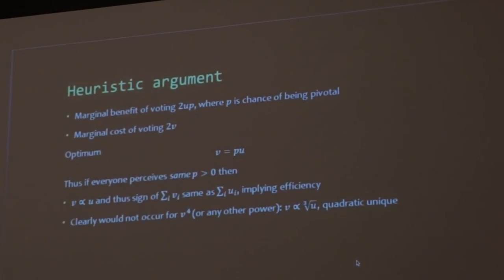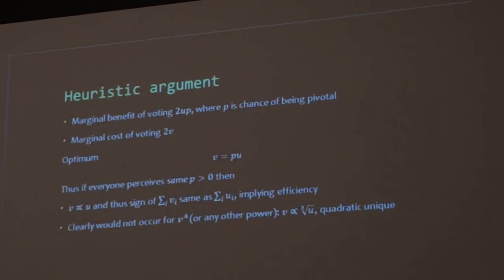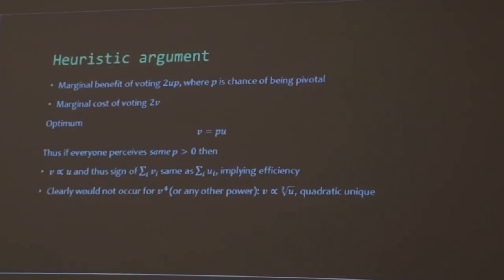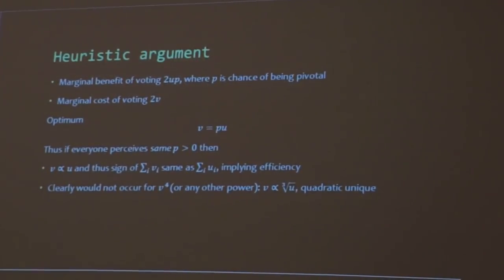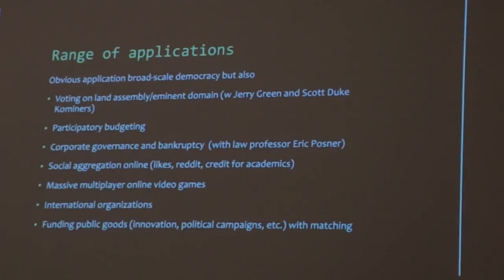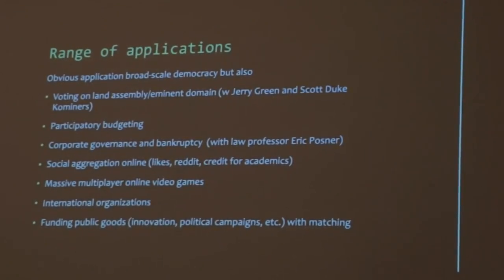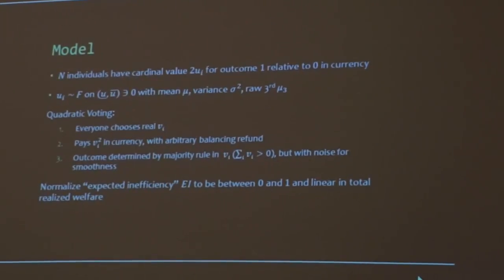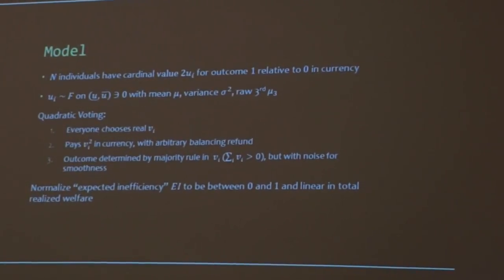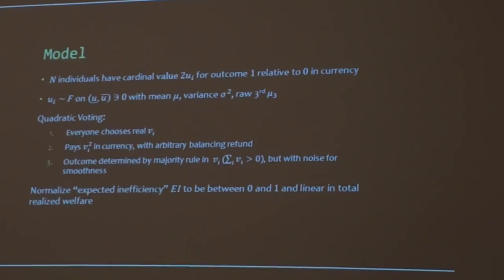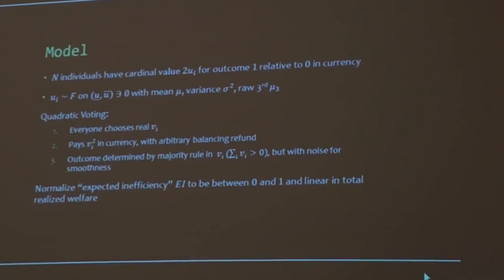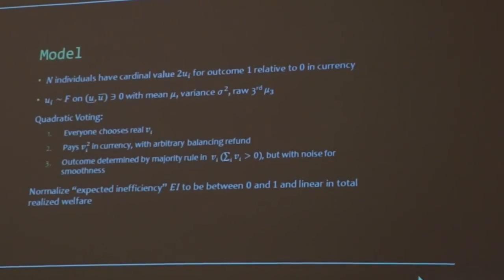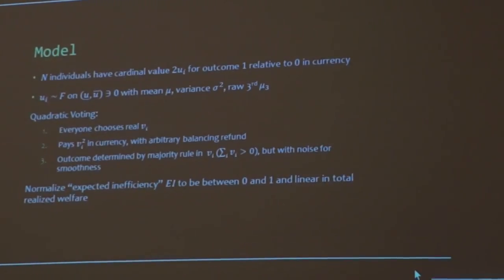Does everybody get why it's quadratic voting, not cubic voting? I missed why the marginal benefit of voting is 2uP. Can you go back to the previous page? Sure. What was your question? His question was why it was 2uP. So I guess it goes back to why the cardinal value is 2u. Yeah, why are the cardinal values 2u?